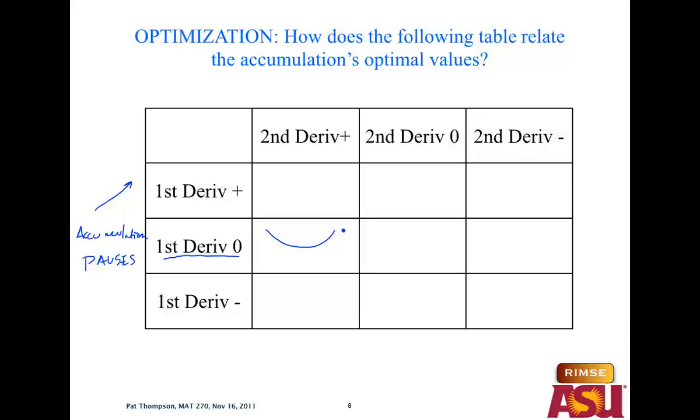Yes, Christian. Wouldn't the lowest point in that be the local min? Yeah, there's only one. So in terms of the first derivative being 0 or the accumulation pausing, there's a very specific place that happens, right? And that's where the accumulation stays constant for just one moment there. And then similarly, if the second derivative is negative.